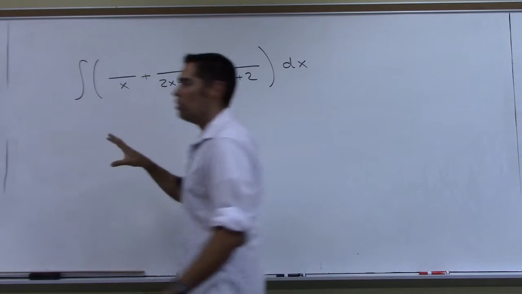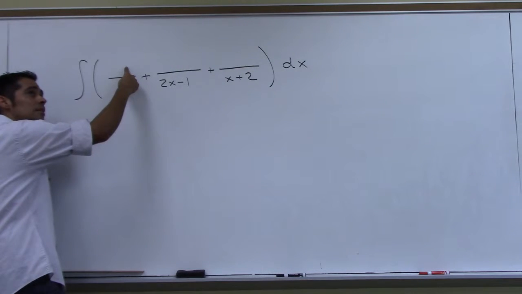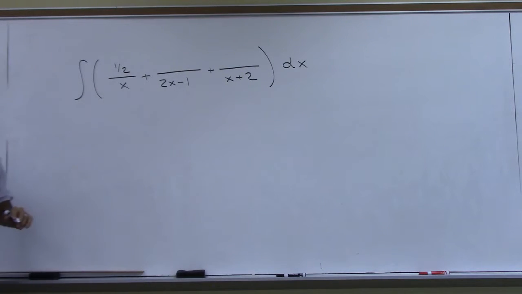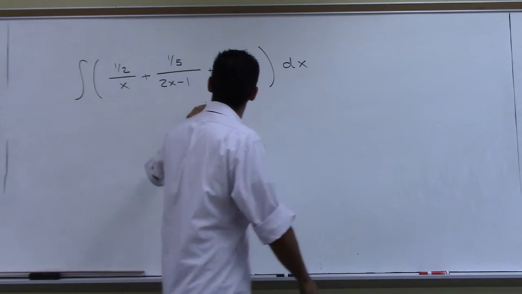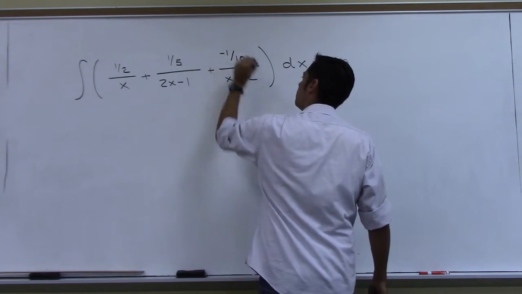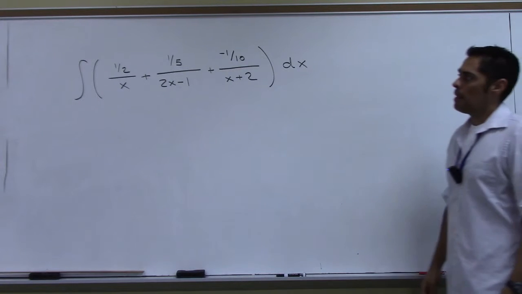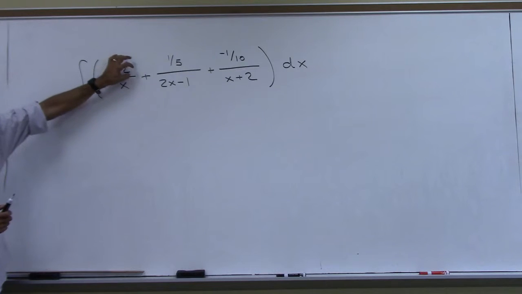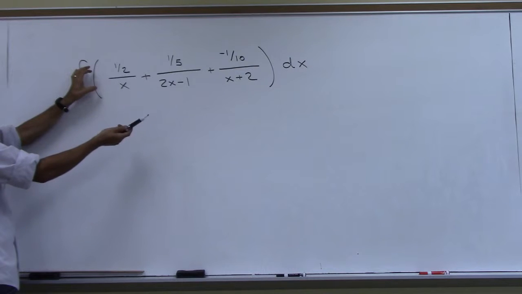So the original integral was rewritten this way. A for us turned out to be 1/2. I'll just put it up here, 1/2. Okay, fine. B was what? 1/5? And C was -1/10. That's the original integral rewritten with partial fraction decomposition. Now this 1/2, when I do my integration, can come out because it's a constant, right? The antiderivative of 1 over x is natural log of x.